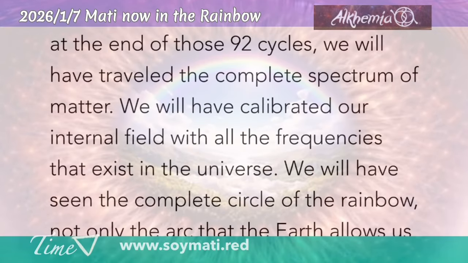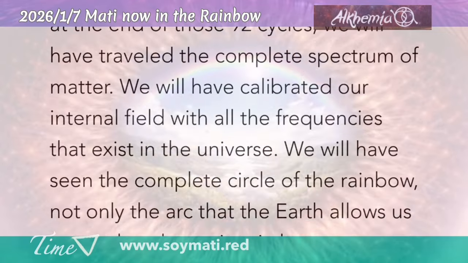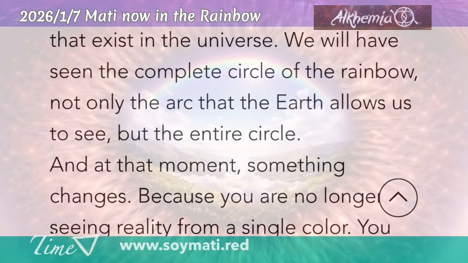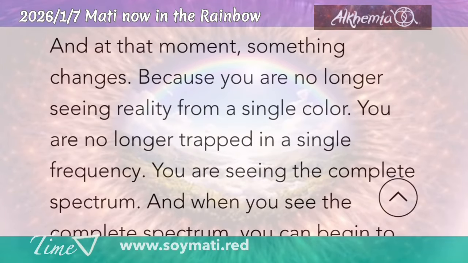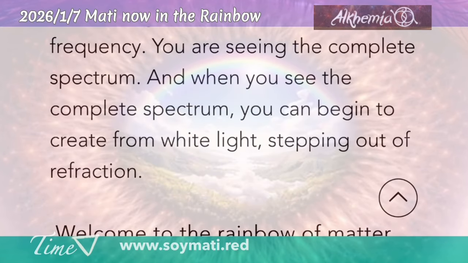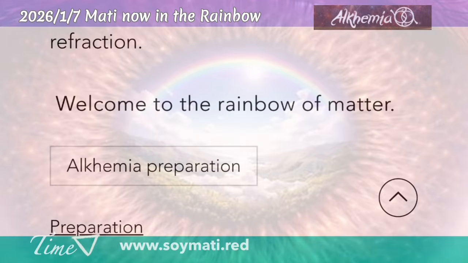We will have calibrated our internal field with all the frequencies that exist in the universe. We will have seen the complete circle of the rainbow, not only the arc that the Earth allows us to see, but the entire circle. And at that moment, something changes. Because you are no longer seeing reality from a single color. You are no longer trapped in a single frequency. You are seeing the complete spectrum. And when you see the complete spectrum, you can begin to create from white light, stepping out of refraction. Welcome to the rainbow of matter.